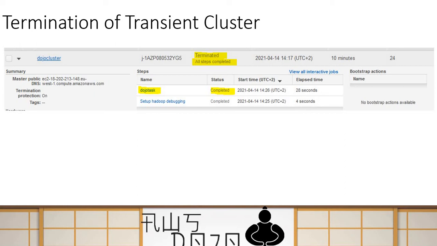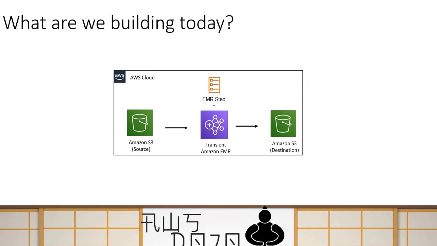So what we are going to do today is a very small exercise to learn about transient EMR cluster. We will have a source S3 bucket with some files in there, and then we'll launch a transient EMR cluster with one EMR step. The cluster will start, complete the task or the job, and terminate itself. And then we'll see in the S3 bucket one output file as per the business logic defined in this step.